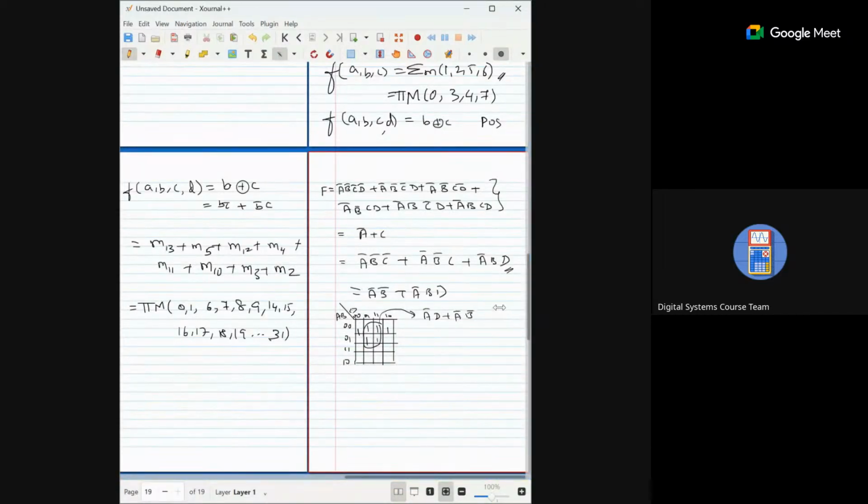I think this is not the valid answer. I think instead of 5, I was supposed to enter a 6. If this is not like this, and instead of the bar I have it like this, then there is a chance of C getting cancelled and I will get the answer as A bar plus C.